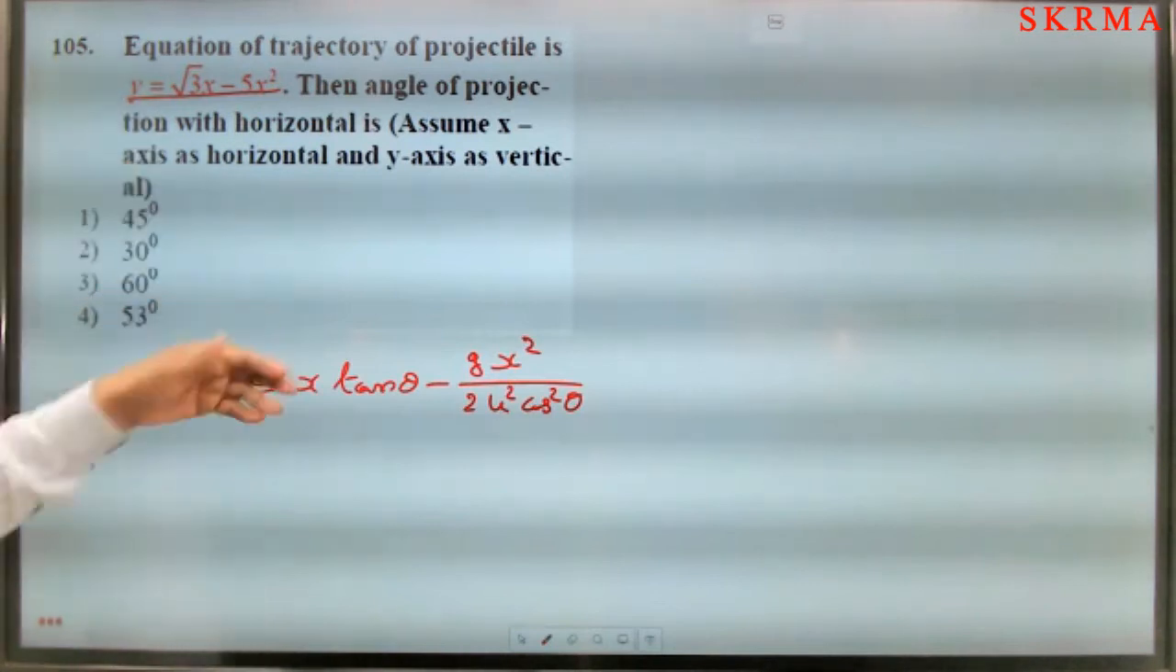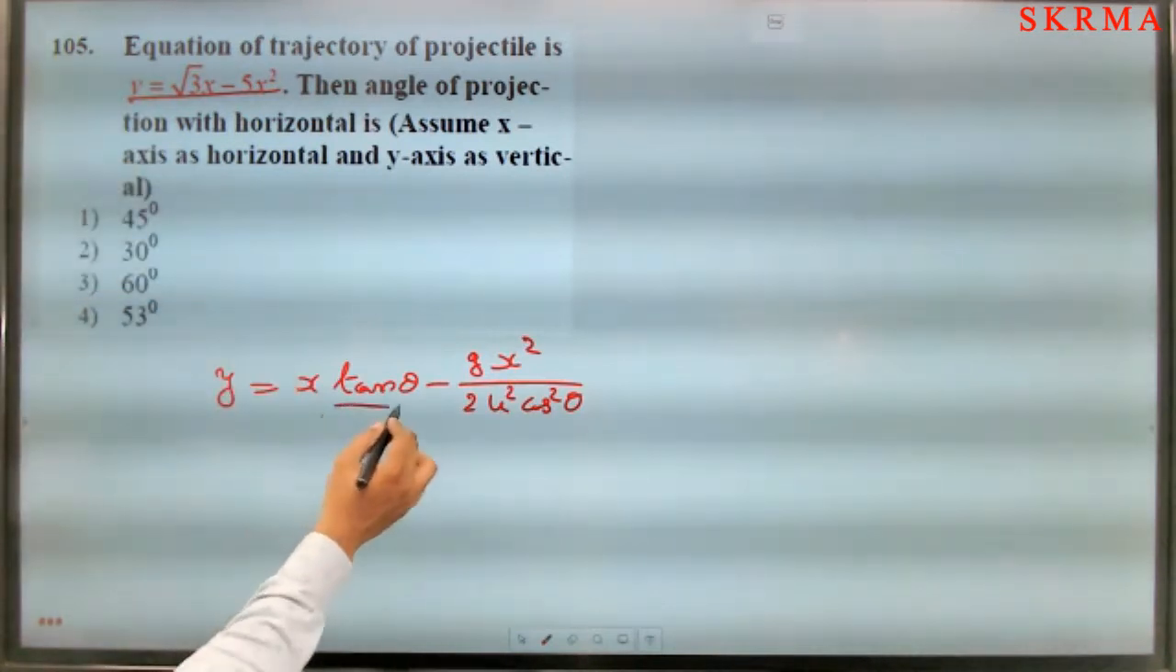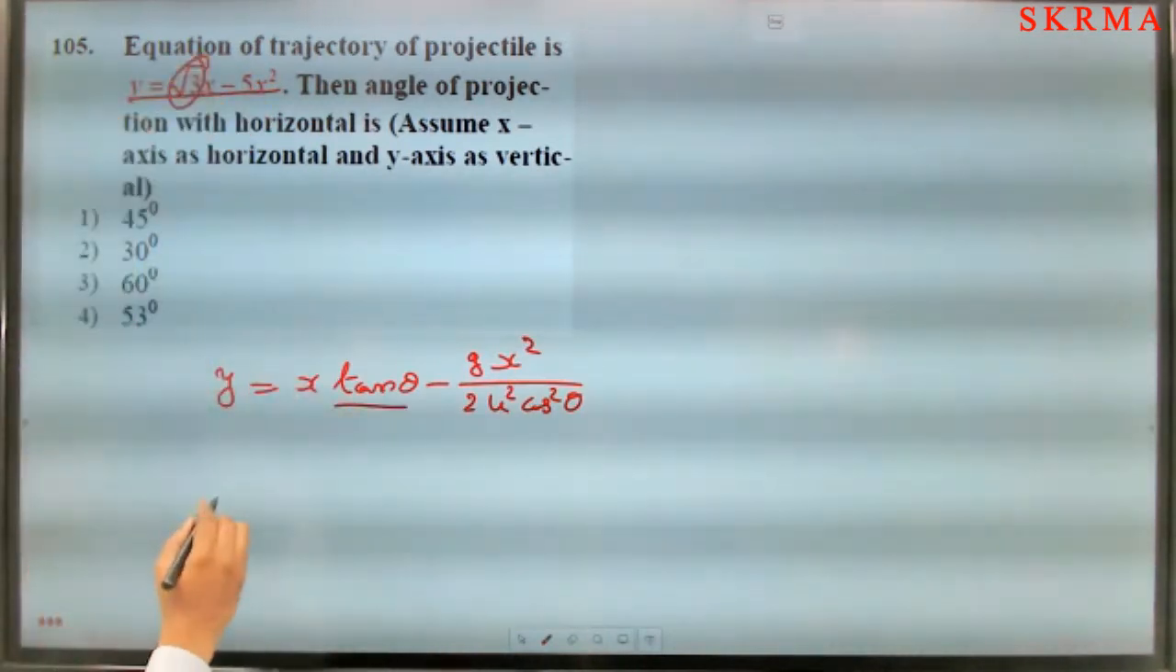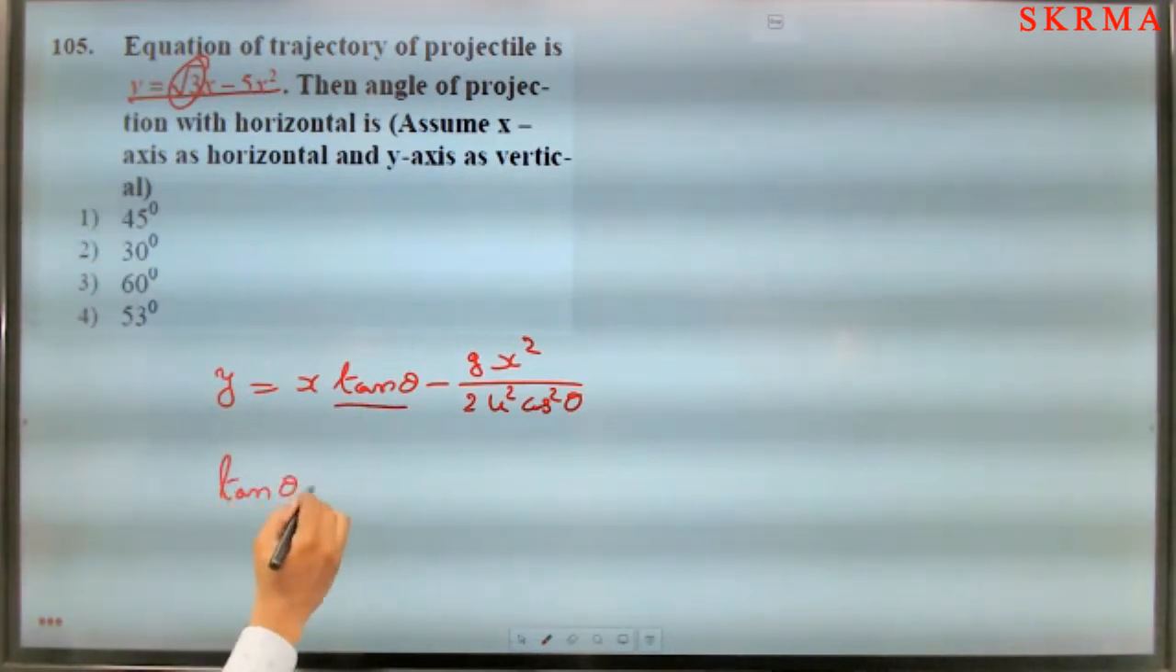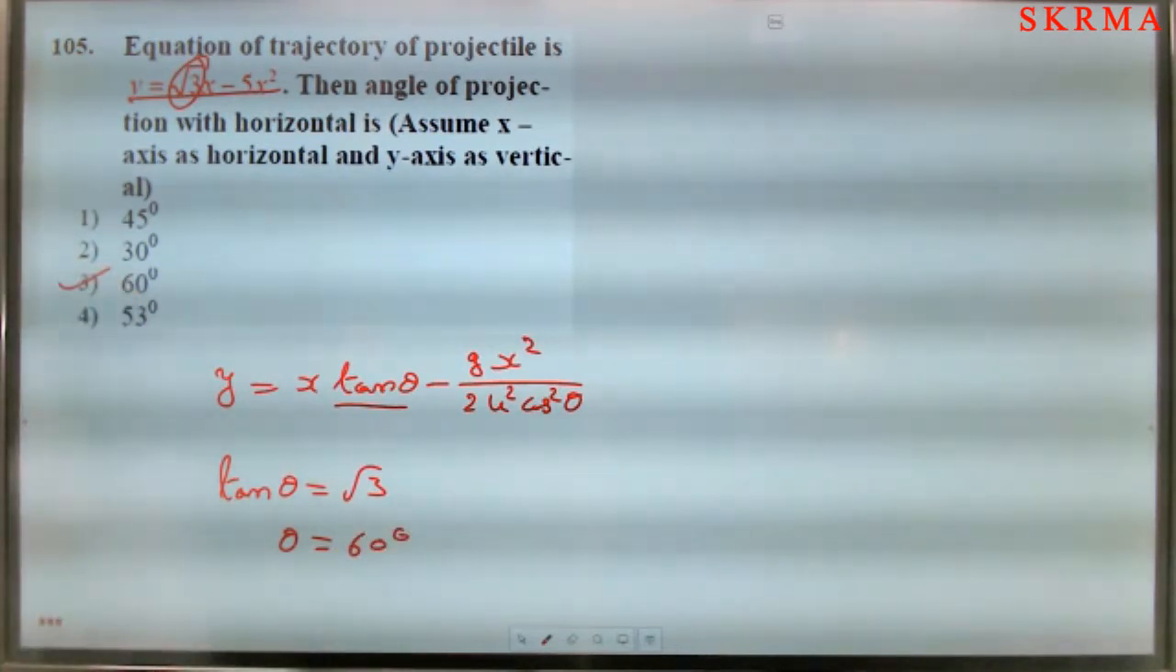Compare this equation with this one. Now, so tan theta is how much? Root 3. Tan theta equal to root 3. Then theta equal to, if tan theta equal to root 3, then theta equal to 60 degrees. So third option is the correct one.